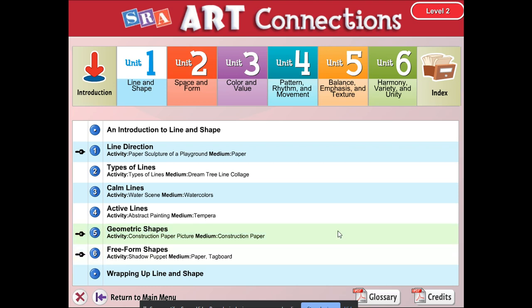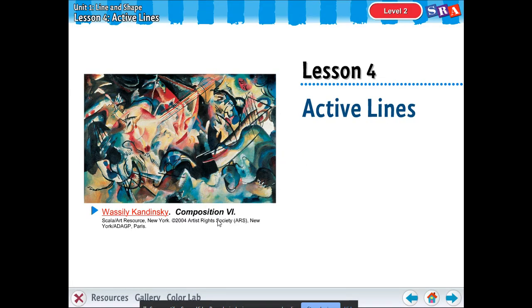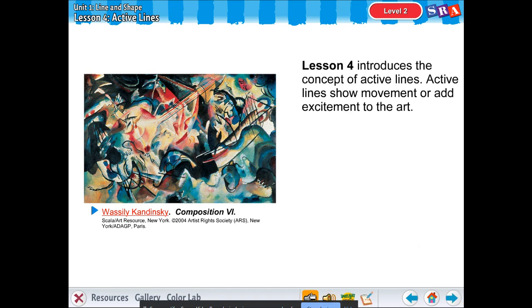All right. Today we are going to be learning about active lines. Last week we learned about calm lines. So let's check it out and see what today has in store for us. Something short and sweet. All right, we're looking at active lines. Here is some artwork again by an artist named Vasily Kandinsky. So let's see what the deal is here.